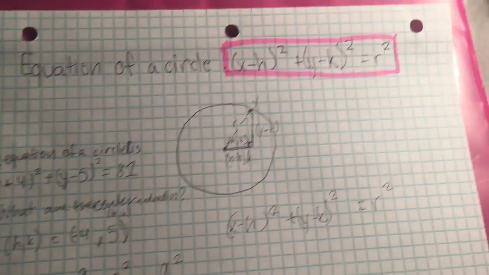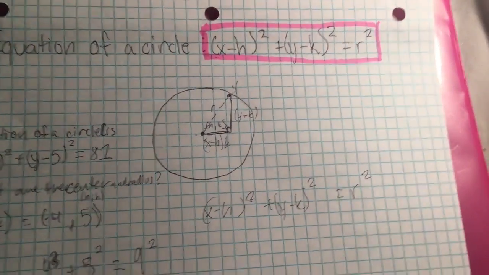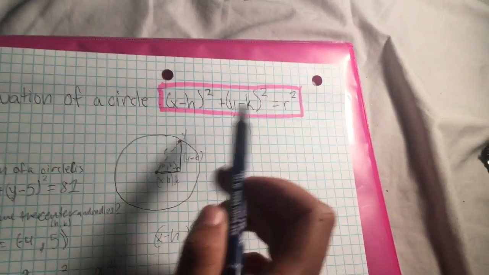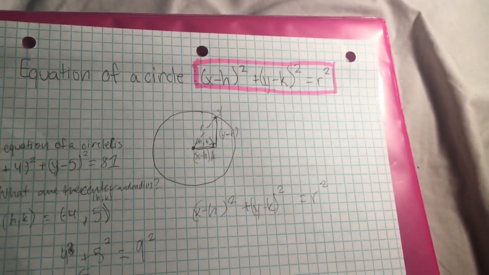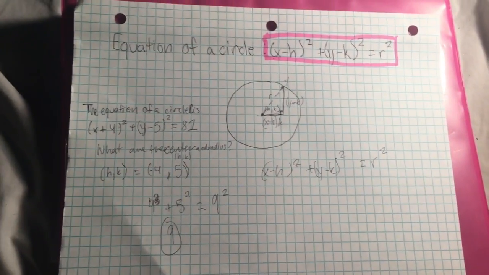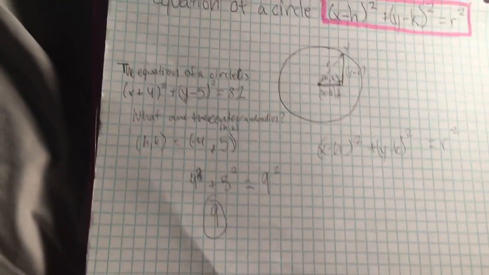So this is the equation of a circle, and since we know that h, k in this equation is the center of the circle, r is the radius, and x, y is any point on the circle that is the radius distance away from the center. So let's look at a problem.